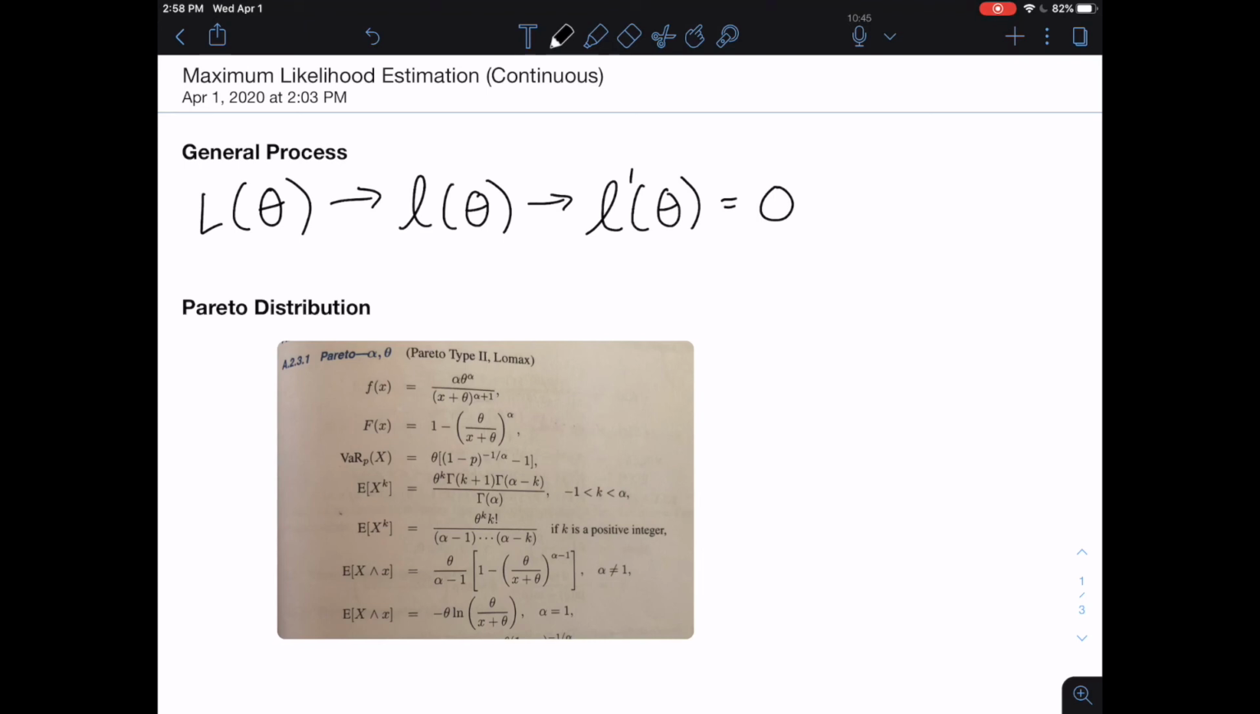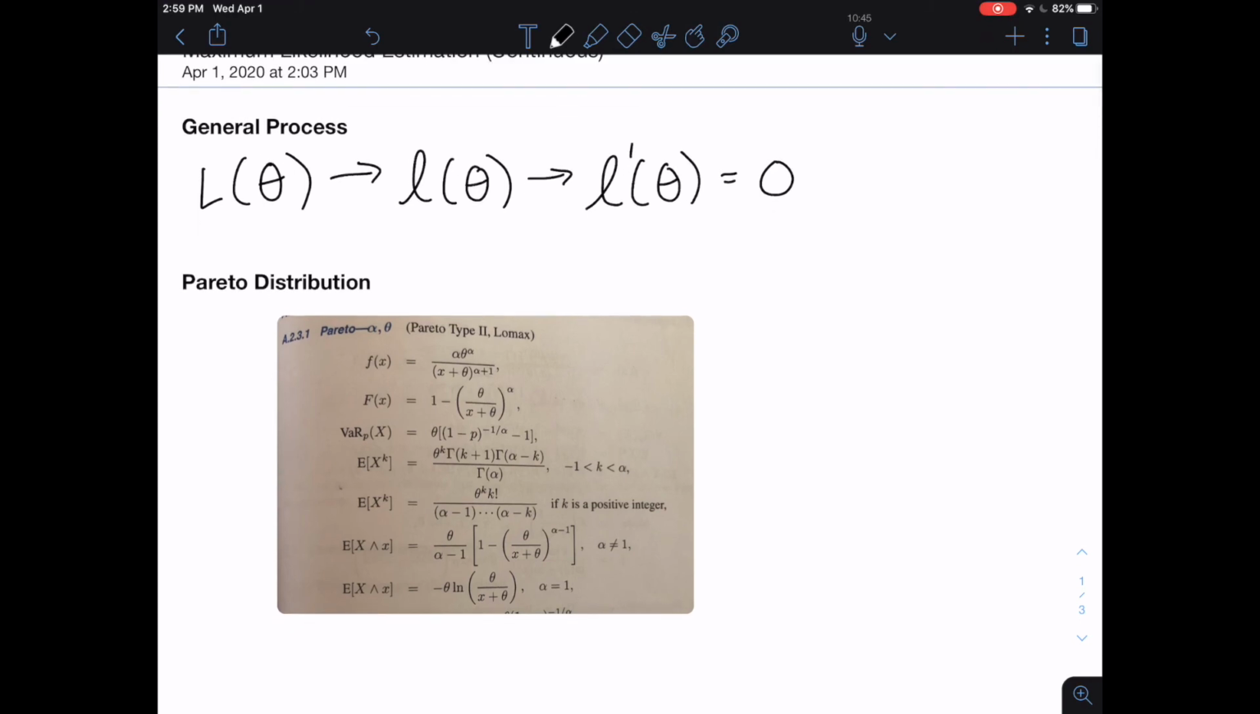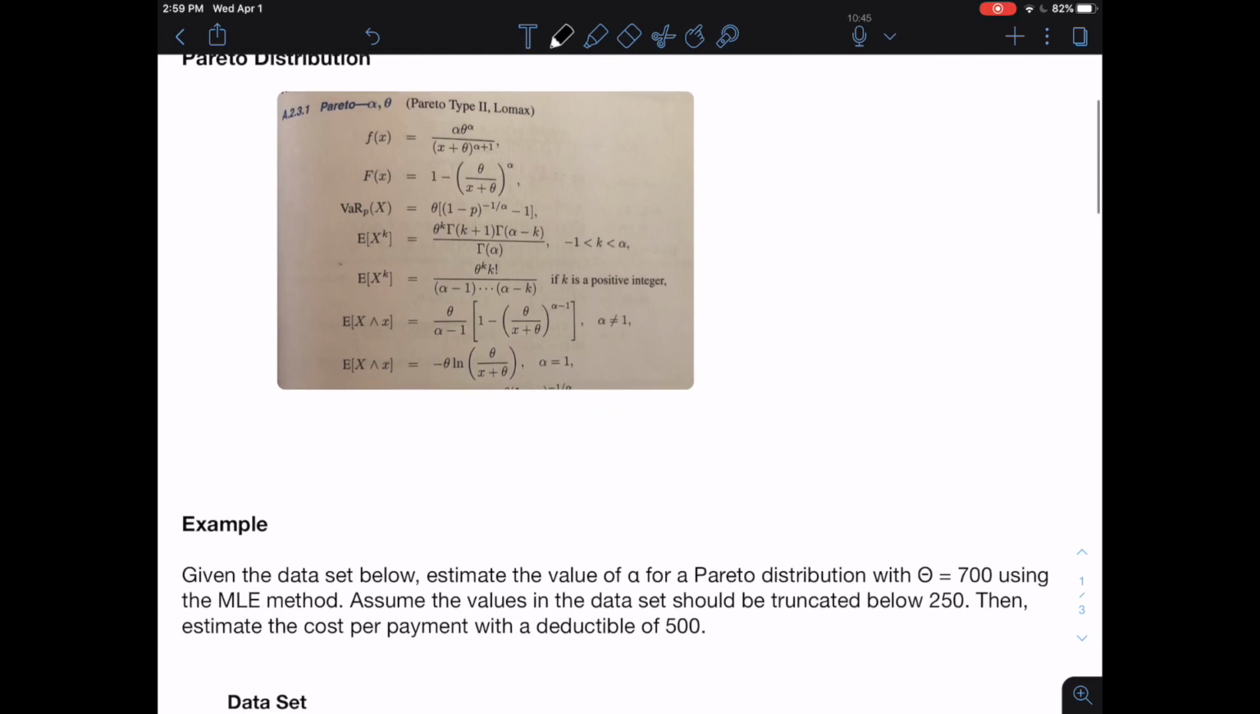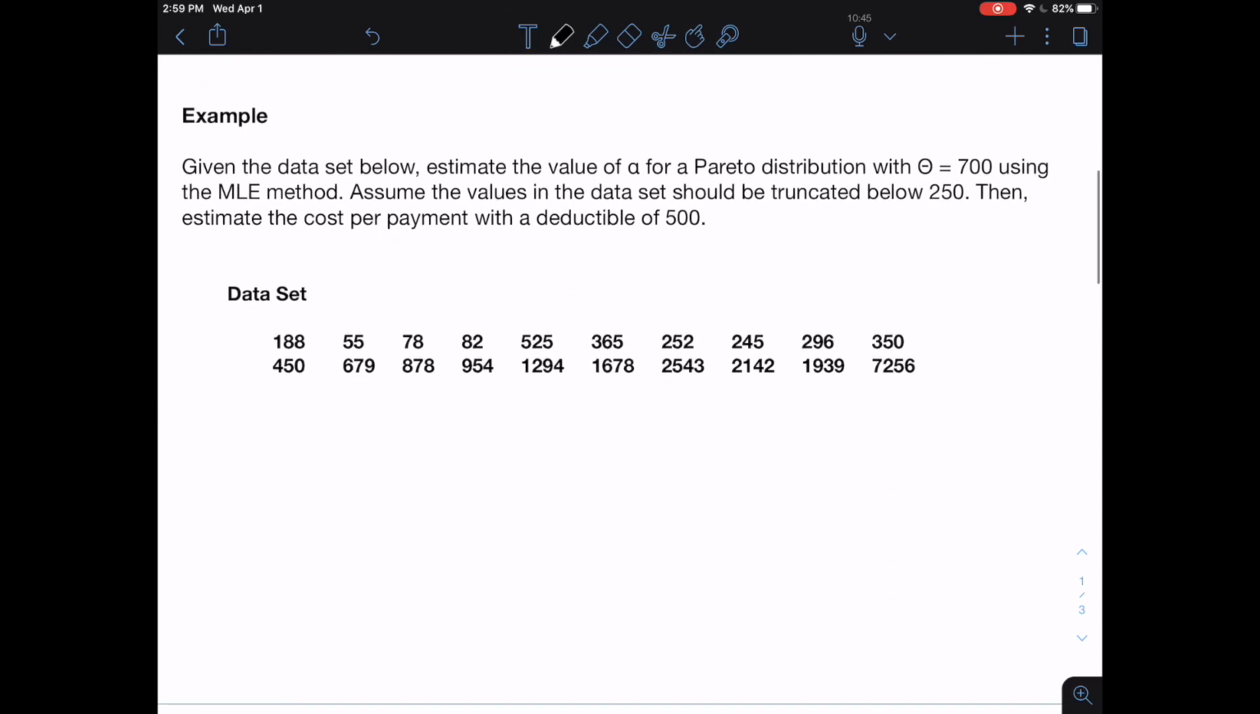So let's go through an example with this process in mind, specifically for the Pareto distribution, which we have some information listed here for. For our example, it says that given the data set below, we want to estimate the value of alpha for a Pareto distribution with theta equal to 700 using our MLE method. Assume that the values in the data set should be truncated below 250. Then estimate the cost per payment with a deductible of 500.